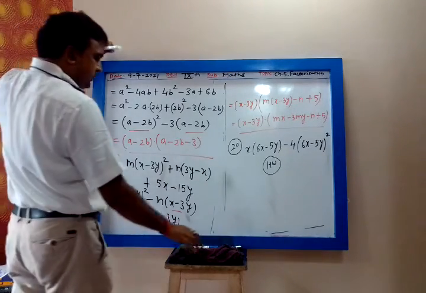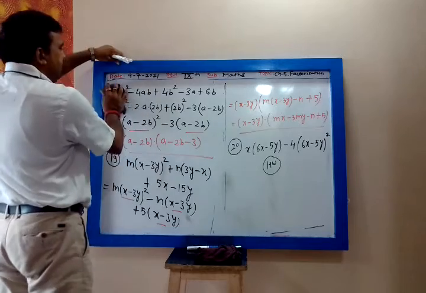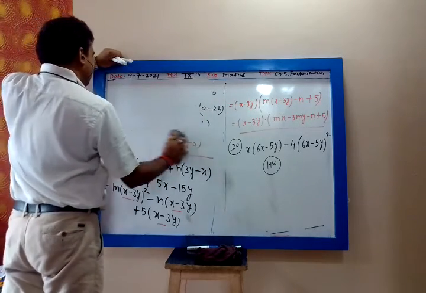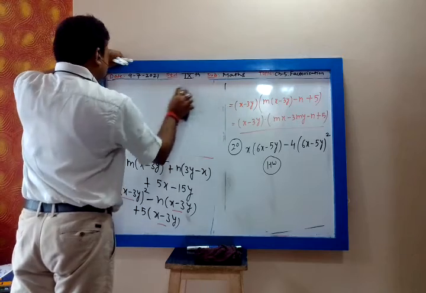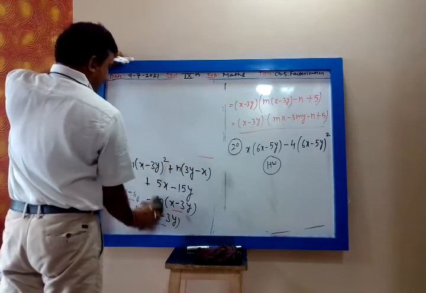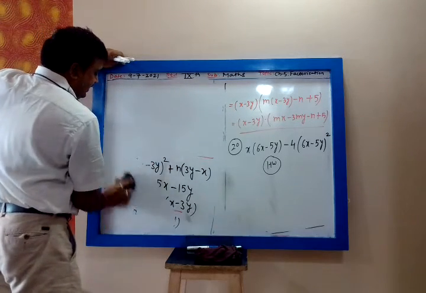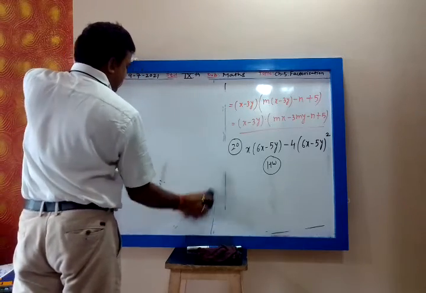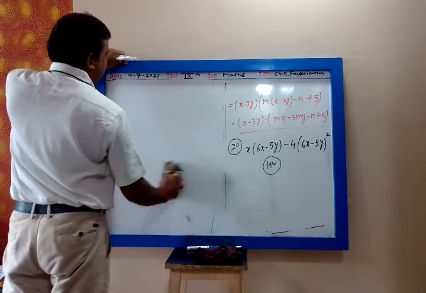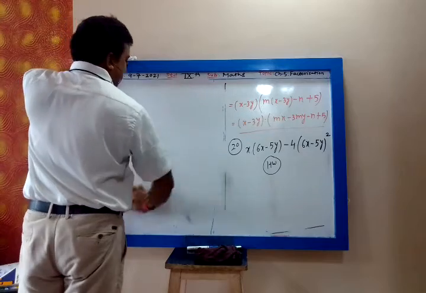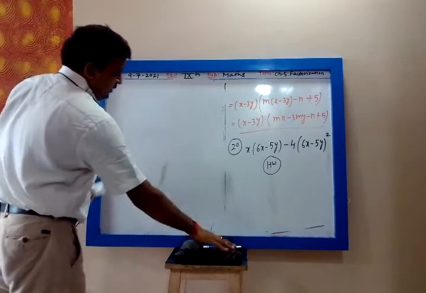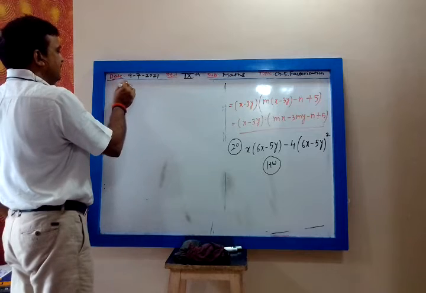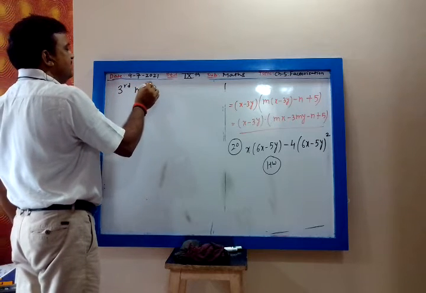So this completes grouping. The first method of factorization was taking the common term. The second method of factorization was the grouping method. In the grouping method we rearrange the terms and then we take the common term. Now the third method is splitting the middle term. So write down the third method of factorization.